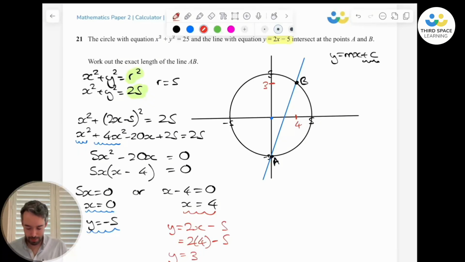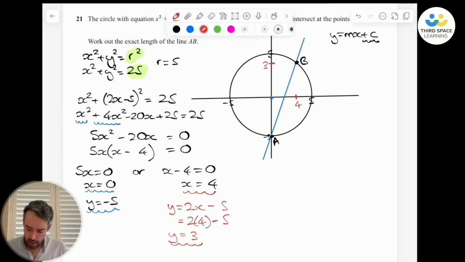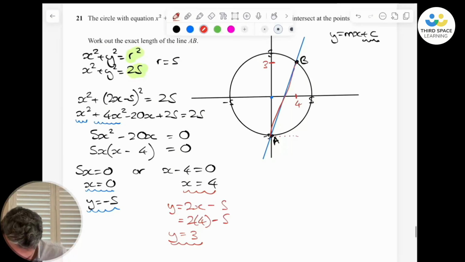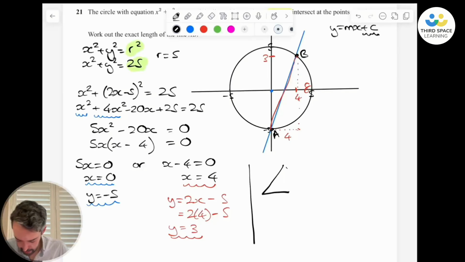So this is great news. We wanted to work out the length of AB, didn't we? So now we need to work out this bit. So let's think about this as a right angle triangle. And let's think about what this distance would be. Well, from x is 0 to x is 4, that's going to be 4. And let's think about what this distance would be. Well, that's from y is negative 5 to y is 3, so that's 8. So what I've effectively got there is a lovely little right angle triangle, like that. Well, that's 4, and that's 8. And that's A, and that's B.